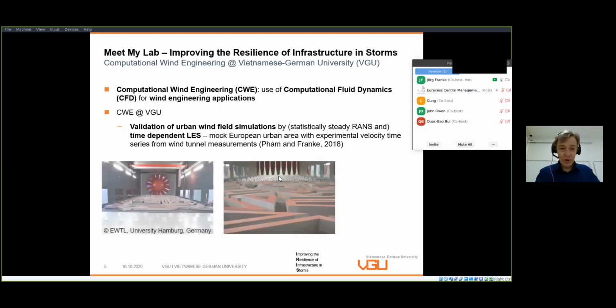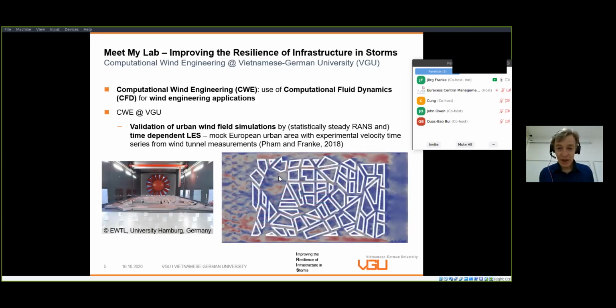The model is shown here below. This is a model for a typical European city center, definitely not an Asian city center. You see these block-like structures, and we have high quality measurements from friends and colleagues from the Environmental Wind Tunnel Laboratory at the University of Hamburg in Germany in this field.